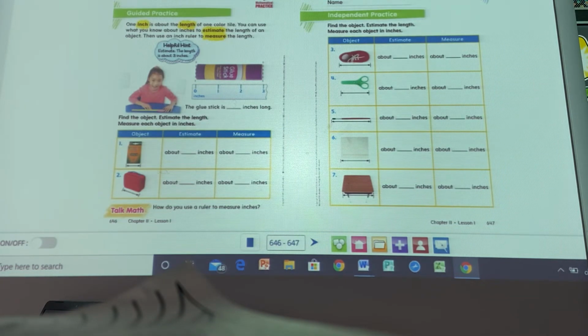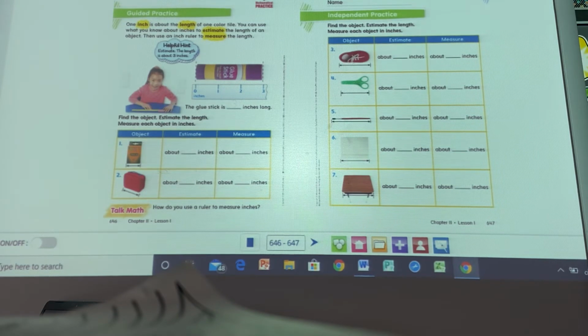Okay, moving on. 1 inch is about the length of one color tile. You can use what you know about inches to estimate the length of an object. Then use an inch ruler to measure the length.